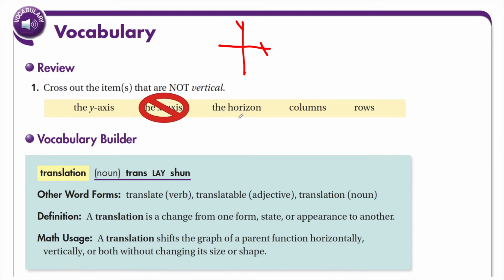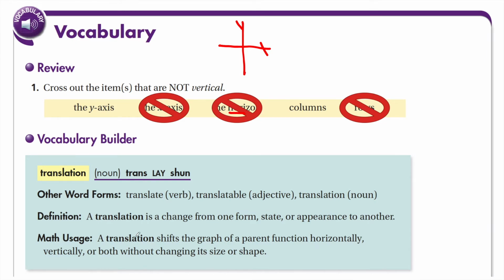The horizon is when you look out against the horizon, that flat line that you see off in the distance. Therefore, it is not vertical because it will be flat. We have columns and rows. Rows go from left to right and therefore are not vertical. Columns go straight up and down. You can think of the columns that you see in the Colosseum or columns that you see in houses or anything like that.